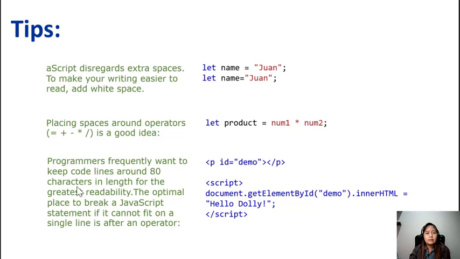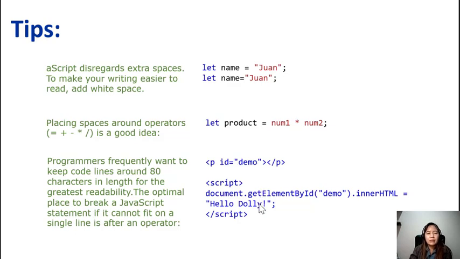Now, also, programmers frequently want to keep the code lines around 80 characters because that will make the code a lot easier to understand and to read. And also, there's always a standard that the code is less than 80, because longer than that means it's a very complicated text. So you can break that down into smaller codes.